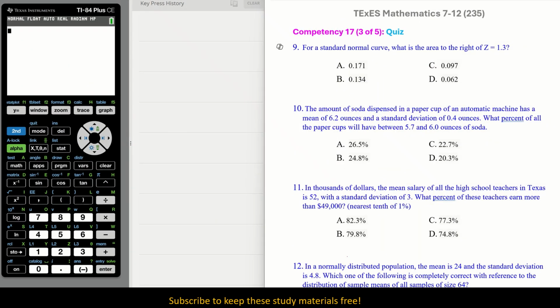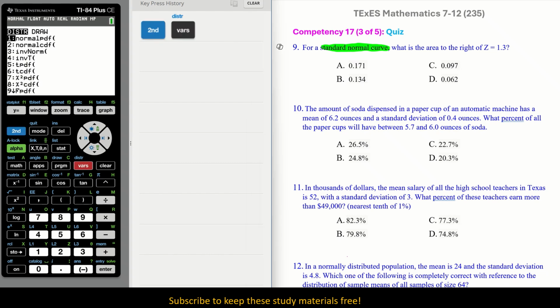Number 9, for the standard normal curve, what is the area to the right of z equals 1.3? Okay, I know because they're asking for standard normal curve, and I see no mean, and I see no standard deviation. And there's no N for number of or sample size or population size, anything like that. They just give me a Z value. I know I need to go to second vars, which is the distributions. Now I need to go to number 2.